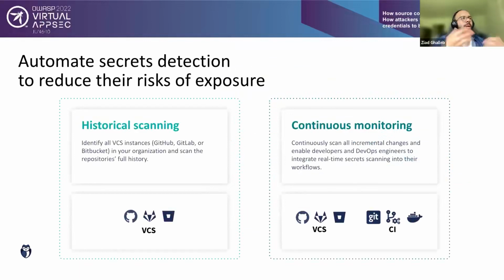Now, one way we recommend to reduce the risks of exposure is to automate detection throughout the software development lifecycle. On the one hand, you want to perform historical scanning to identify all VCS instances in your organization and scan the repositories' full history. And on the other hand, you also want to perform continuous monitoring and continuously scan all incremental changes and all code that is incoming to the shared code base.